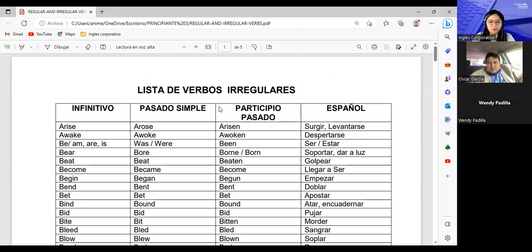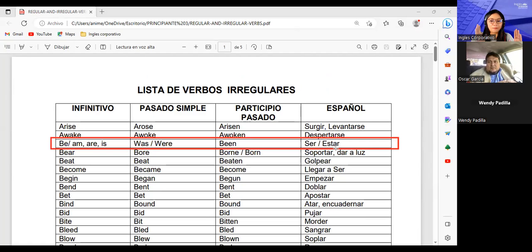Demos algunos ejemplos. Y el más notorio, el que conocemos y que usamos siempre, es el verb to be. Vean por acá, el verbo to be es irregular verb, no es regular. Why is it irregular? Because we are going to change the whole way of writing, of spelling the verb.